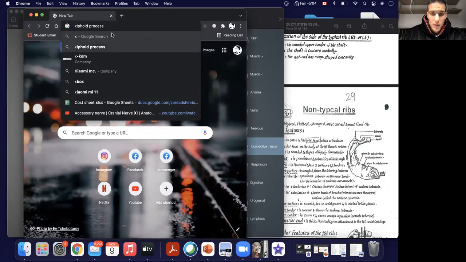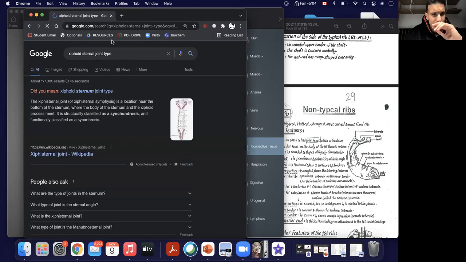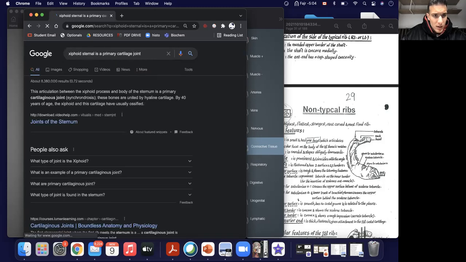Xipho-sternal joint type. Yeah, synchondrosis. Is it a primary cartilaginous joint? Yes, exactly. So the xiphisternal joint is a primary cartilaginous joint. The other one is a secondary cartilaginous joint.